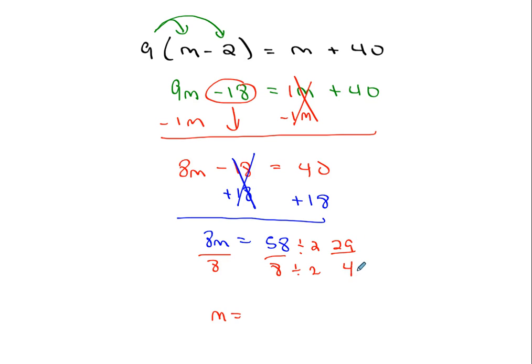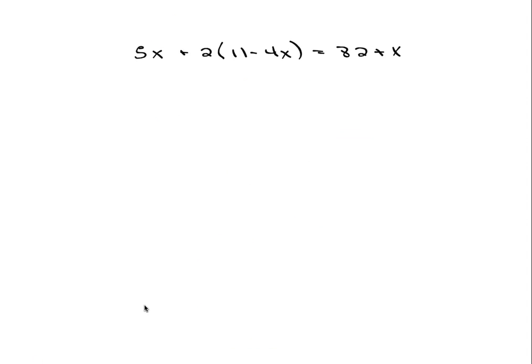Can I simplify again? Nope. So 29 over 4 is perfect. If you wanted to convert it to a mixed number, you can do that as well. But 29 over 4 is as much as I need you guys to go. This one has single distribution and combining like terms.